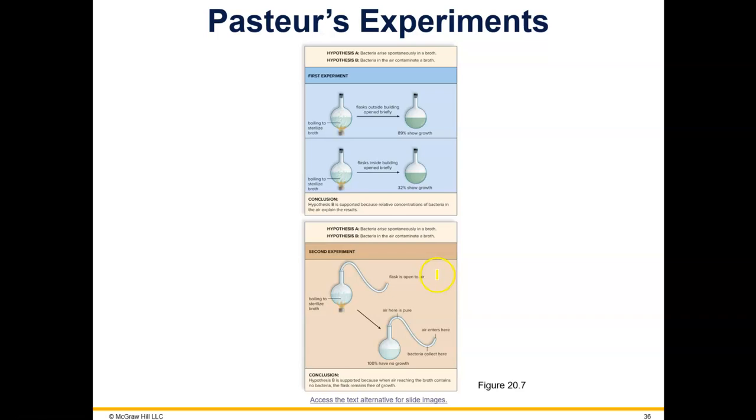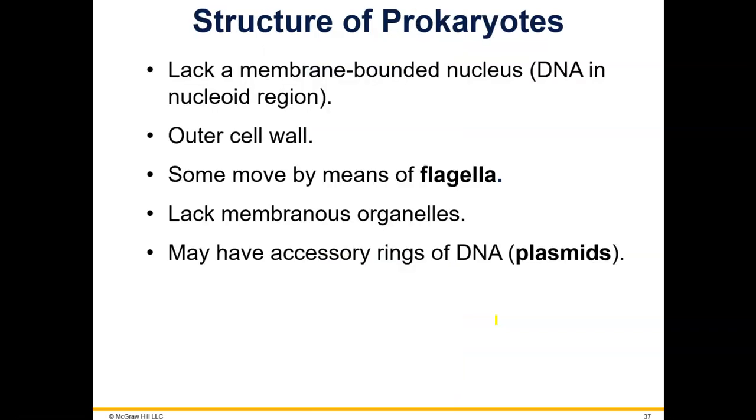So he then used a curved neck. And when he exposed that broth to the air outside, 0% showed growth, or 100% of the flasks had no growth. You could say it that way. And the reason is because the air enters the flask, but the bacteria settle at the bottom of this curve, and they can't go up the incline. So a curved neck will keep the broth in the flask sterile.